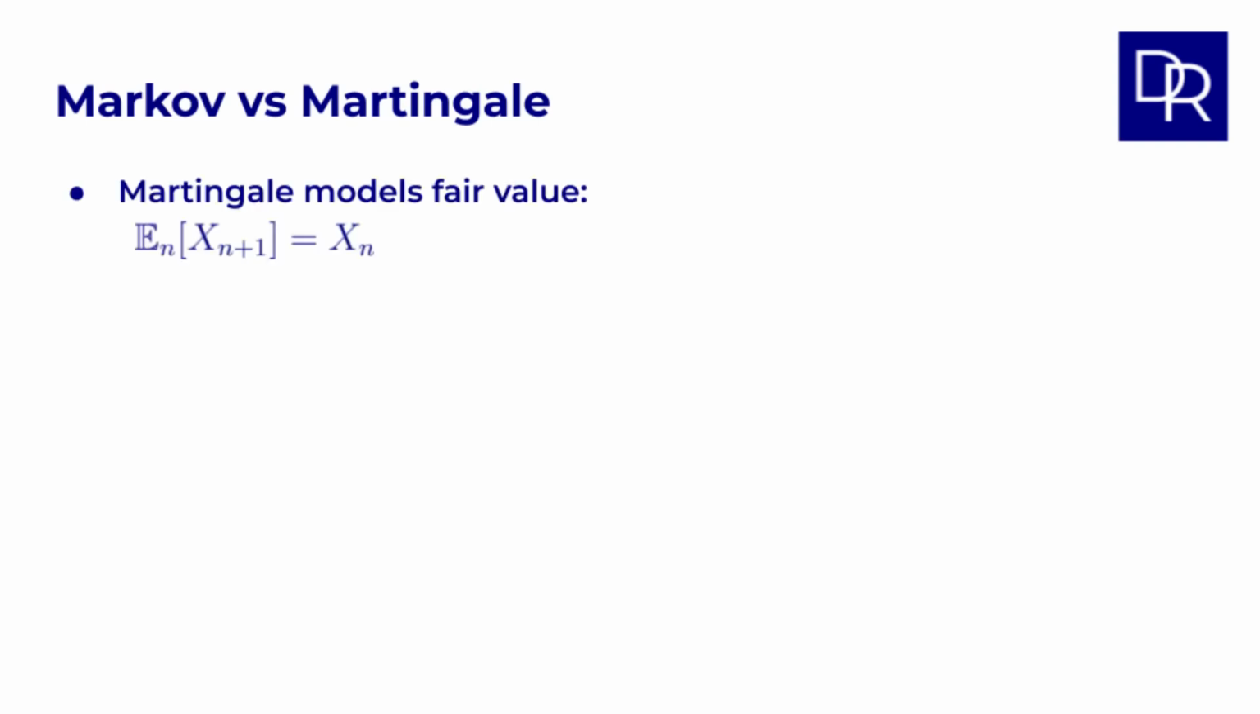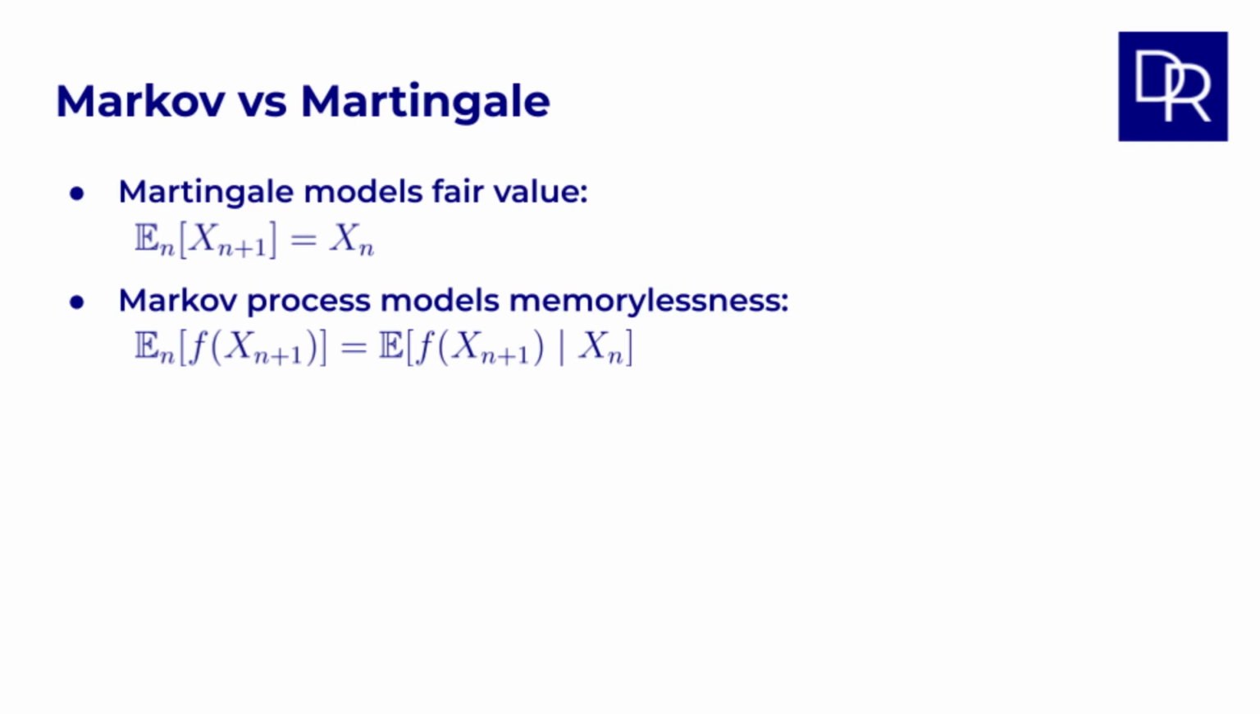Now let's compare the Markov property to the martingale property from the previous video, as they can seem quite similar. A martingale models fair value. The expected value at time n of the value of the random variable x at some time in the future n plus 1 is just the current value xn. A Markov process models memorylessness.